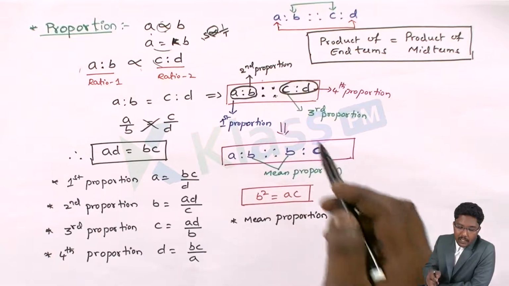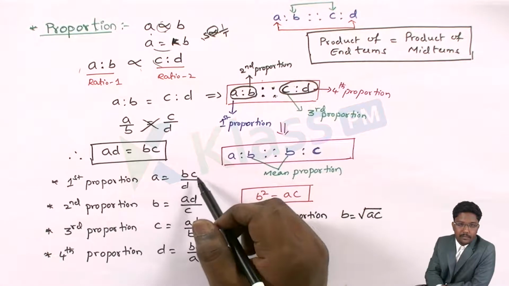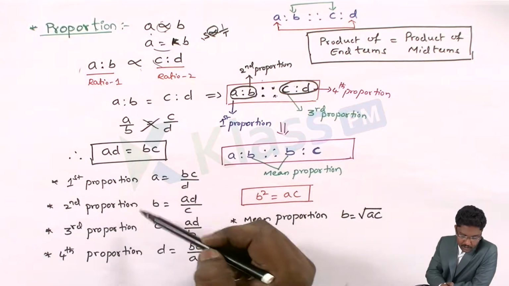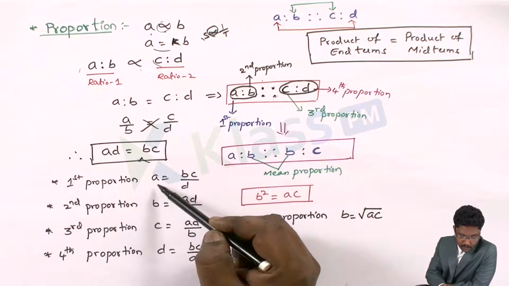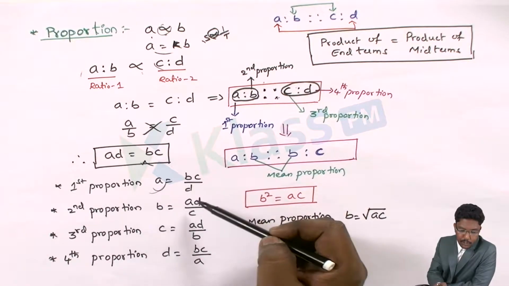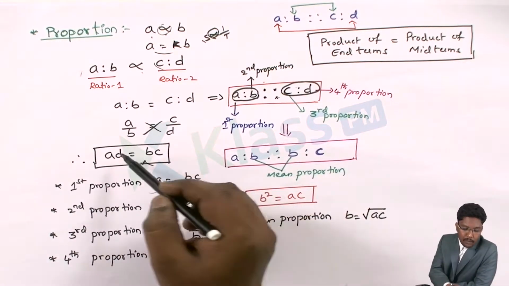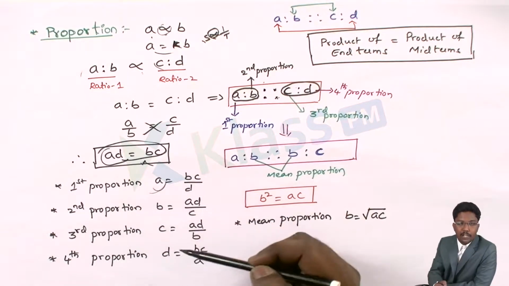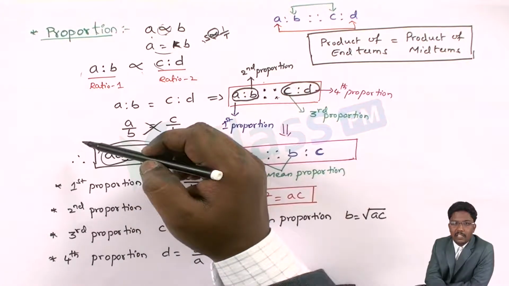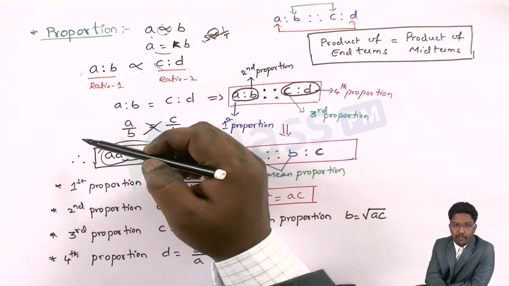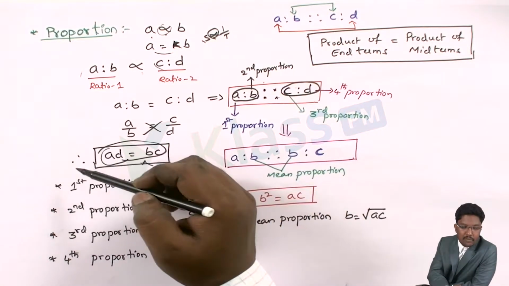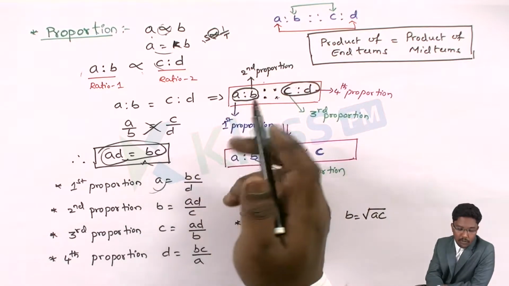Okay, in this way, A is to B is to C is to D are in relation. By using this relation, to find the first proportion we use A equal to BC by D, and the second proportion is B equal to AD by C. From these formulas we derive each one, because in some examinations they give three values and ask you to find the first, second, third or fourth proportion.